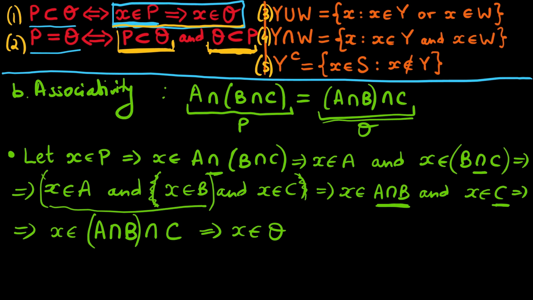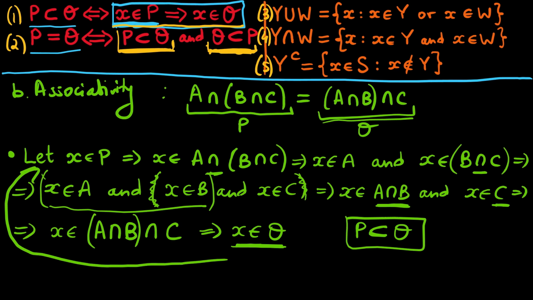Okay, so we've accomplished showing that P is a subset of Q. What's left is we have to show that Q is a subset of P, but I'm not going to write it out because it's exactly the same logic. We're just going to start at this end and walk to this end, right? Okay, so that's proving associativity.